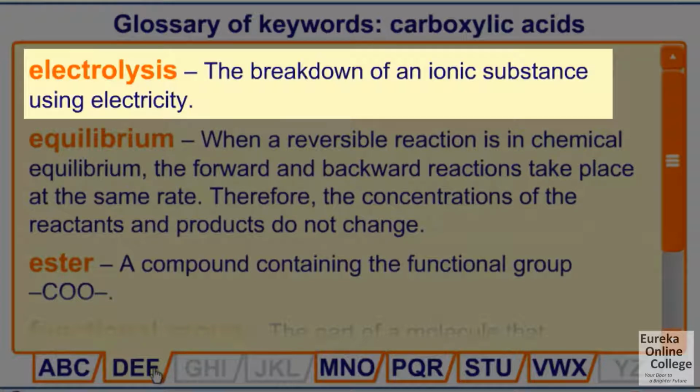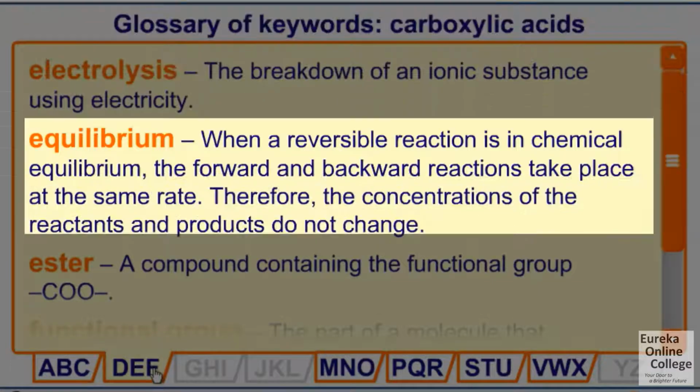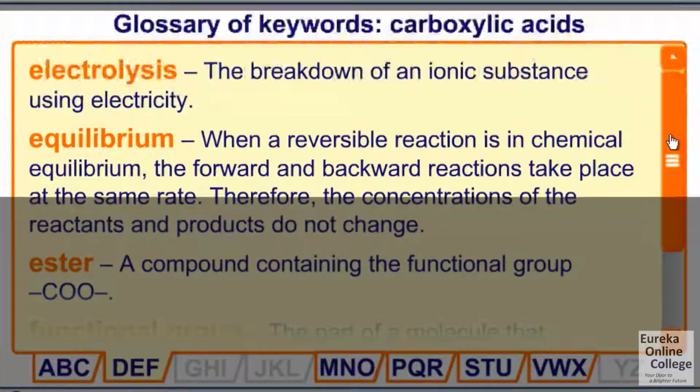Electrolysis is a procedure that we can use to break down an ionic substance using electricity, and it will turn the ions back into their elements. So you can kind of think of it as the reverse of ionic bonding. Equilibrium is when a reversible reaction is in chemical equilibrium. The forward and the backward reactions will take place at the same rate. Therefore, any concentrations do not change, they appear fixed.